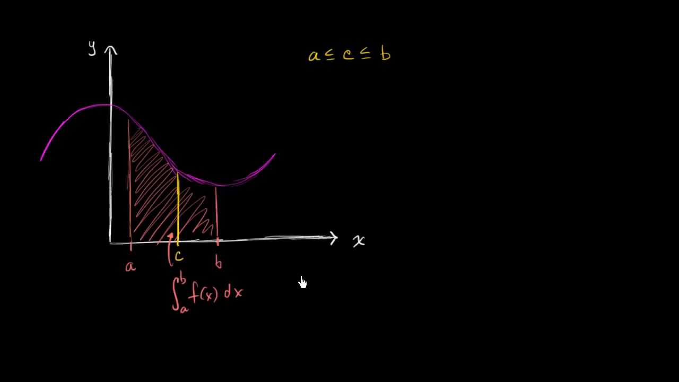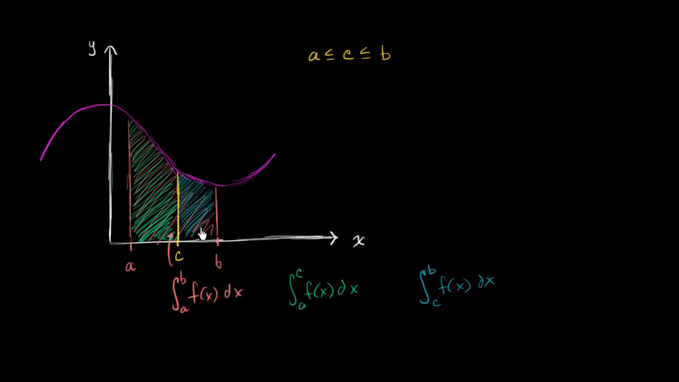So we have the definite integral from a to c of f of x. Actually, I've already used that purple color for the function itself. So let me use green. So we have the integral from a to c of f of x dx, and that, of course, is going to represent this area right over here from a to c under the curve f of x above the x-axis. So that's that. And then we could have the integral from c to b of f of x dx, and that, of course, is going to represent this area right over here.